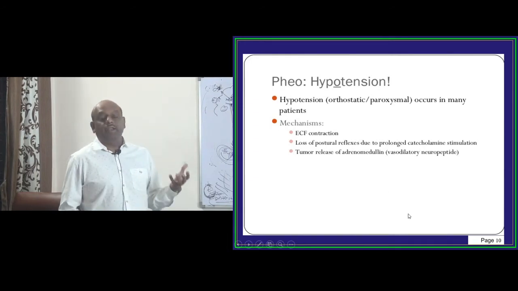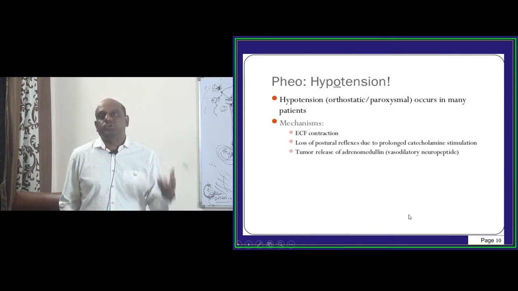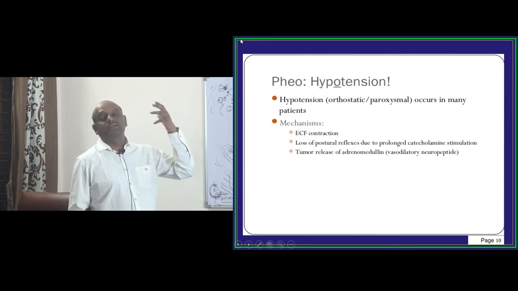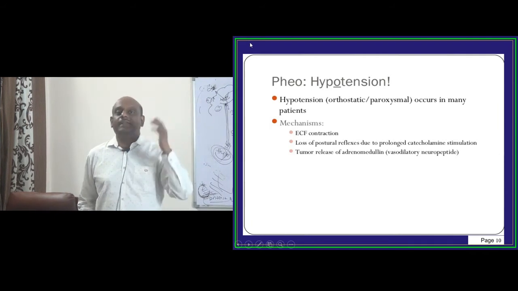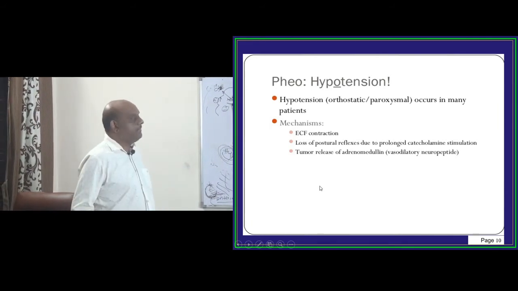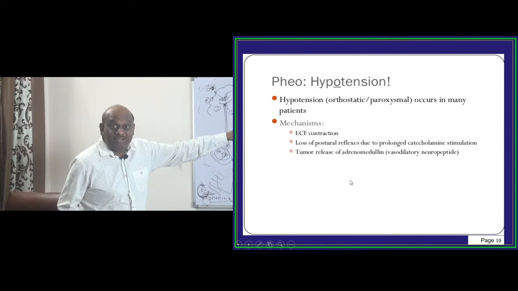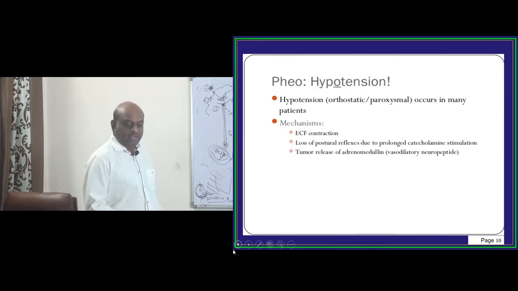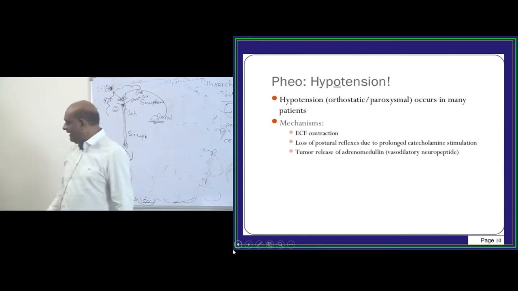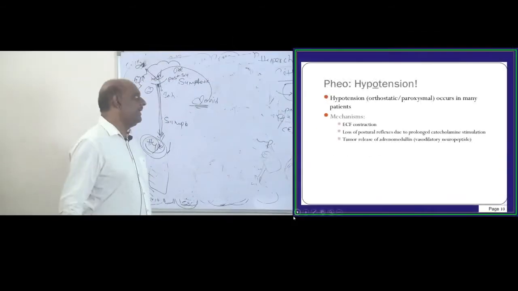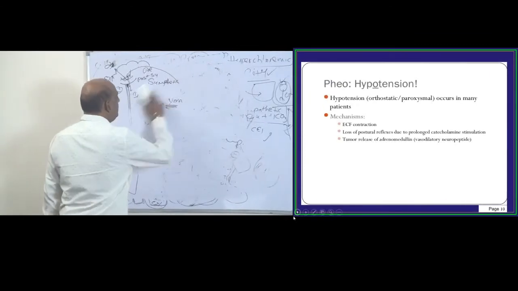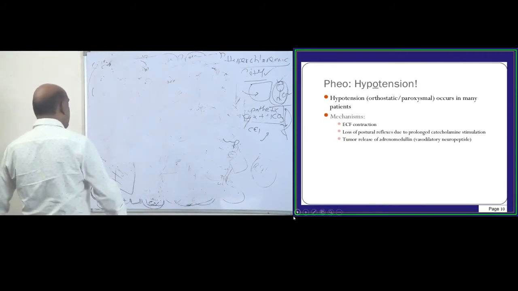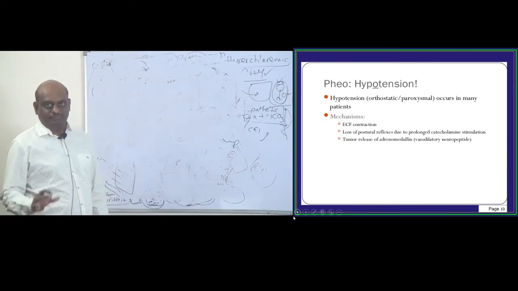So sometimes adrenomedullin is a substance produced by the pheo. It has a vasodilatory property. Because of that, there can be paroxysmal hypotension is what you need to remember. ECF contraction can lead to development of hypotension. Please don't forget. Now you will ask, TK sir, ECF contraction क्यों होता है? Why extracellular fluid contraction typically occurs in case of the pheo is my question to all of you.